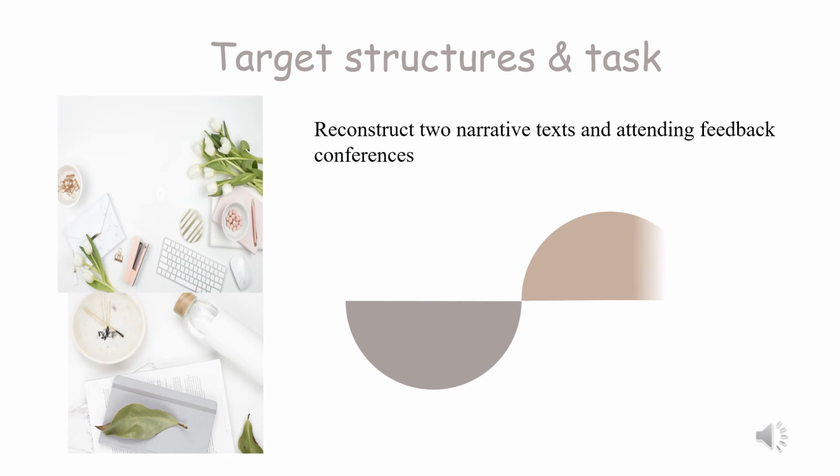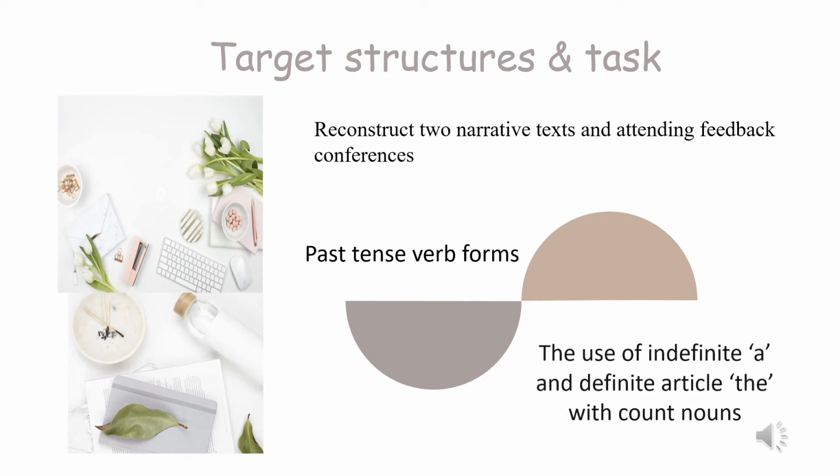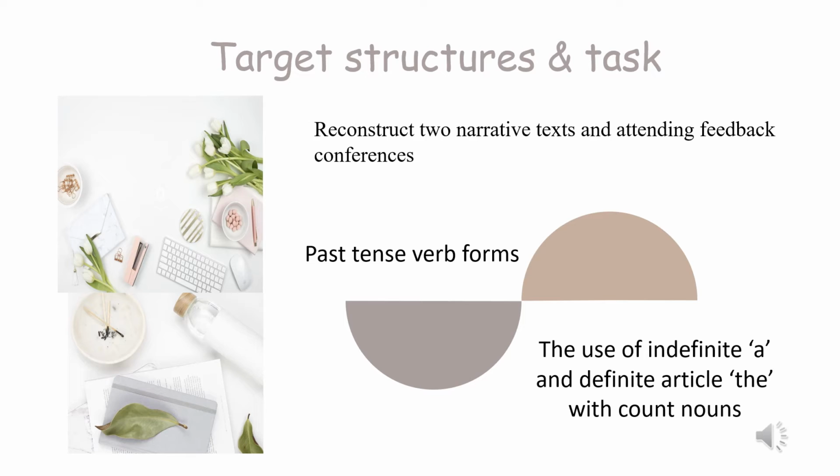Then the next part is about tasks. The participants were given 2 narrative texts to reconstruct. In the first writing task, the participants were asked to read a narrative text within 20 minutes. During this process, not only could they take notes, but they could also look up words. After reading the text, the students were asked to handwrite it without the text within 1 hour.